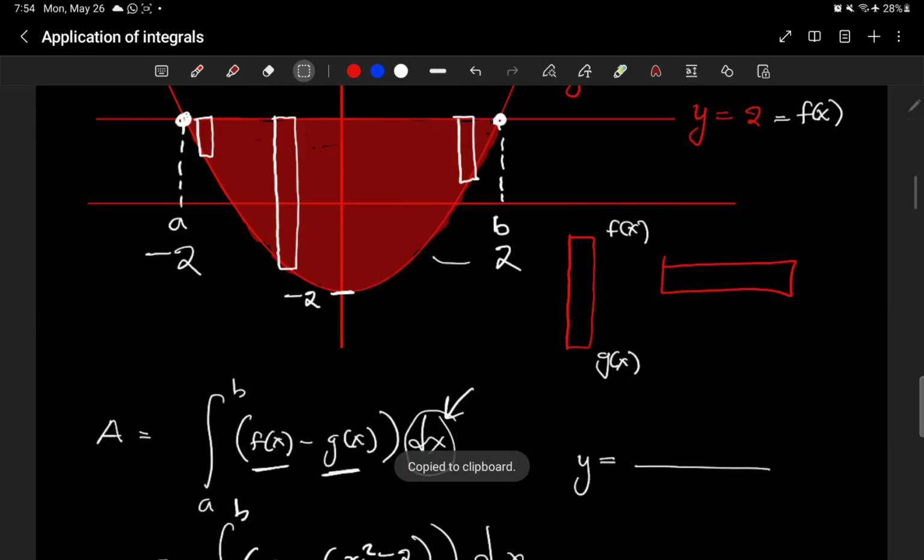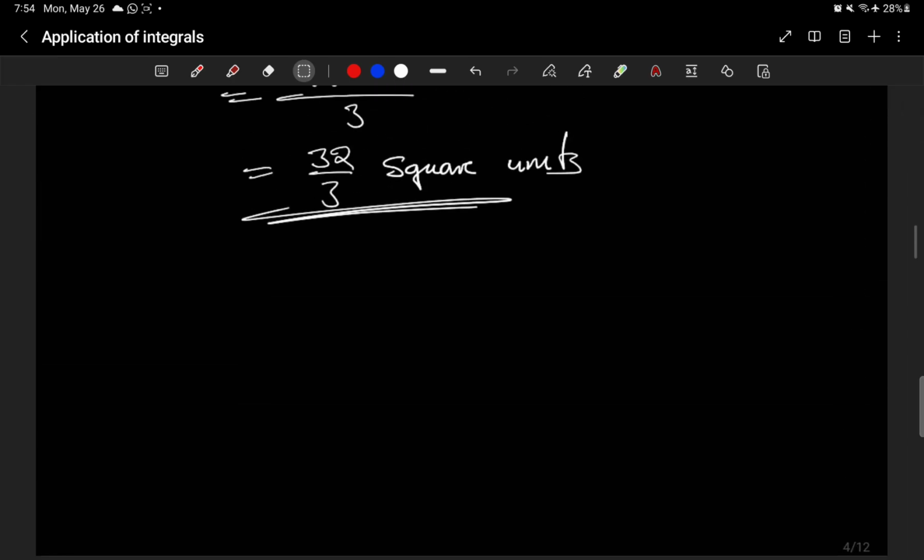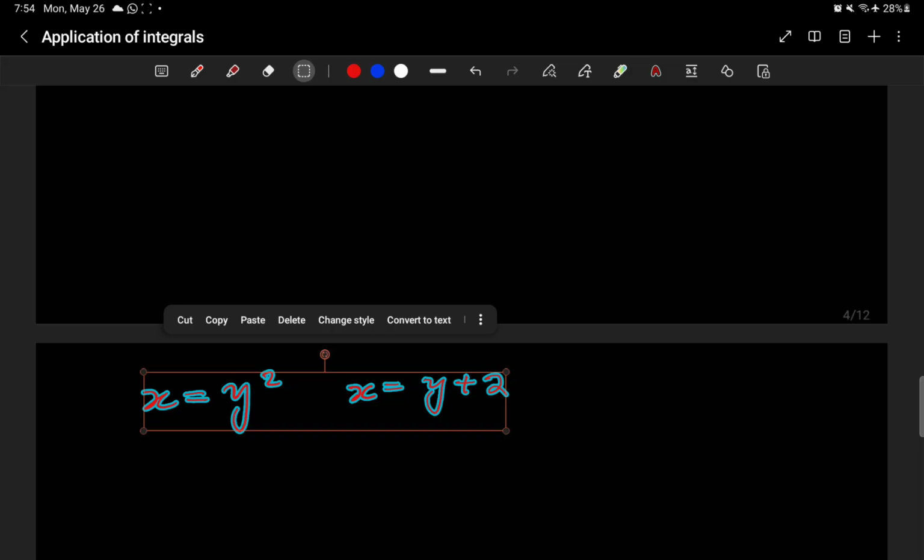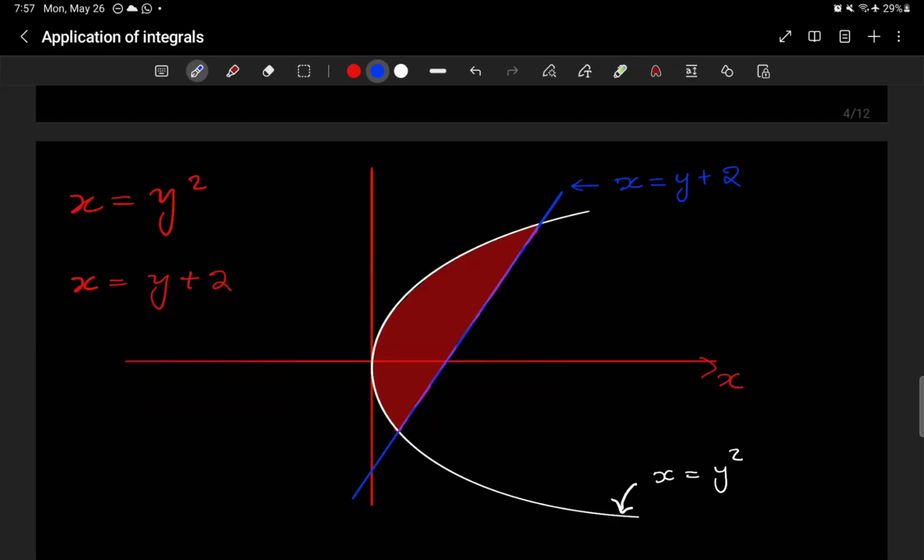So just like before, the first step is to create a graph so that you can picture exactly what you're looking at. So when you plot, you should have something like this. So that is after plotting your graphs. Now let's try to see if we can evaluate the area between them.